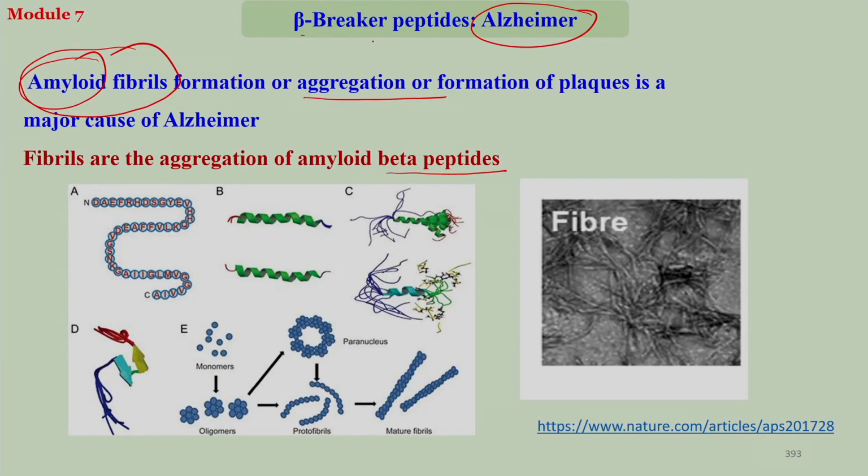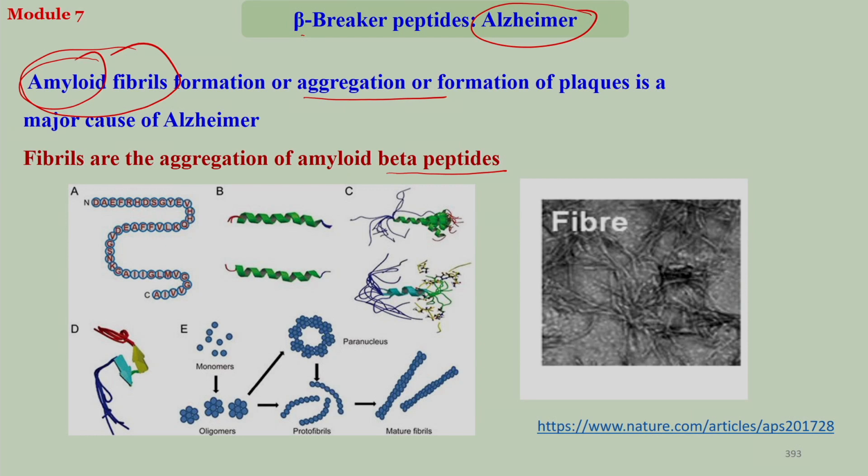So, the cure is either to break this fiber formation or to prevent such fibers from being formed. So, both ways. And nowadays people are trying to develop good peptide sequences, synthesized peptide sequences, which can block the formation of the aggregation, or which can break the aggregation after it has formed. So, those are called the beta breaker peptides.